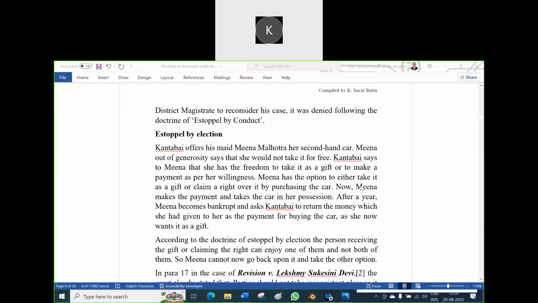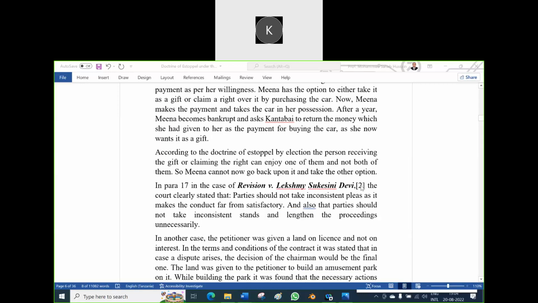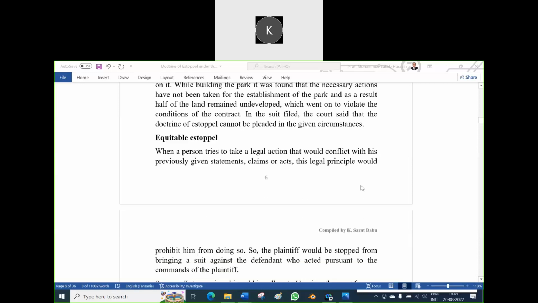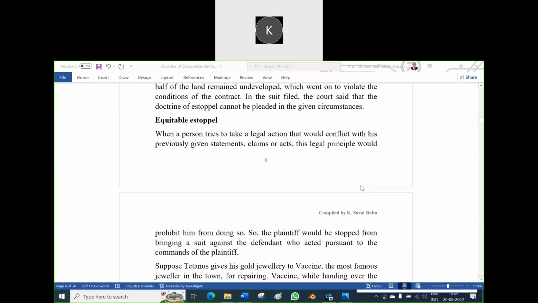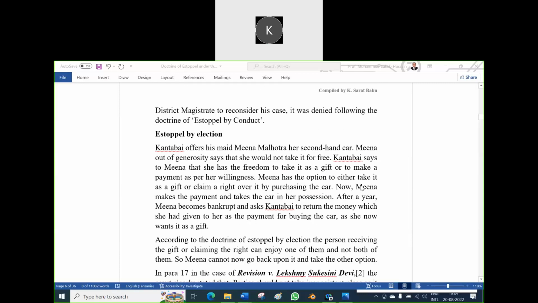Now equitable estoppel, sir. Scroll up. Okay, this is estoppel by election. According to the doctrine of estoppel by election, the person receiving the gift or claiming the right can enjoy one of them and not both of them. That is the essence of estoppel by election, sir.